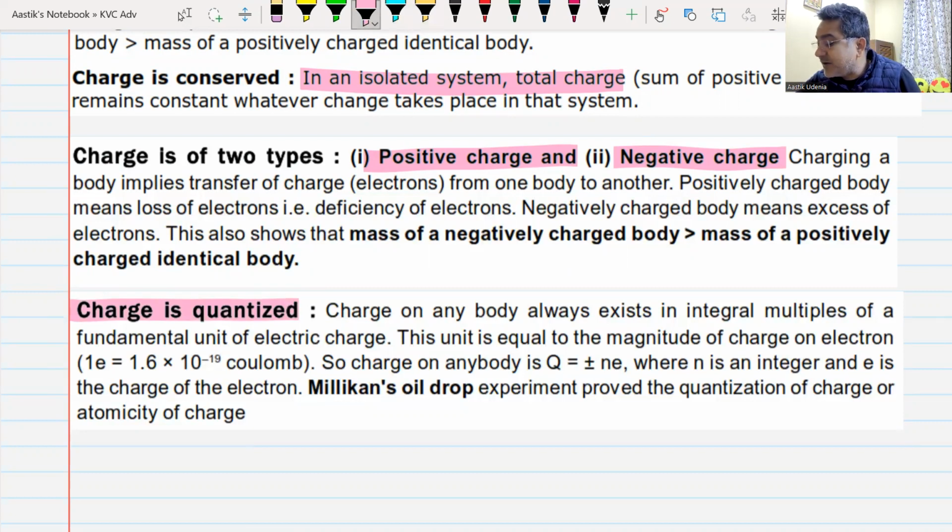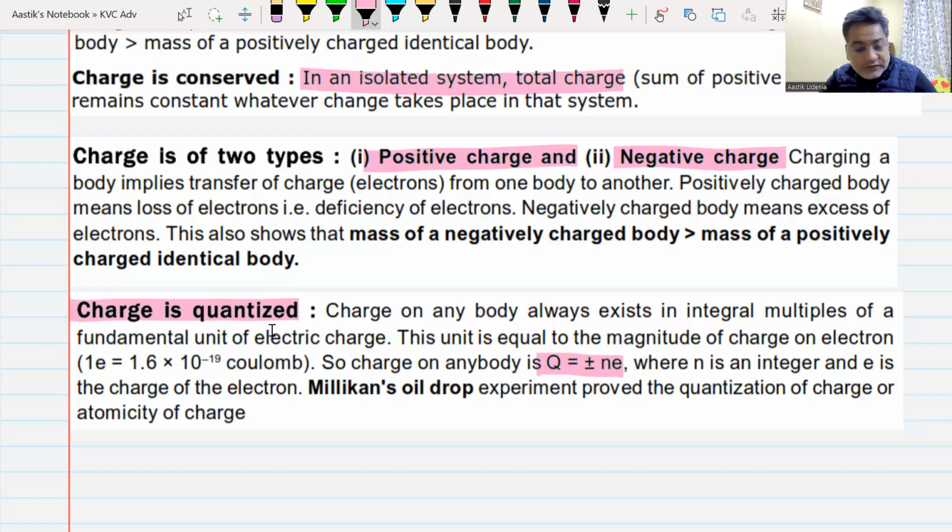And what is the smallest packet of charge? The smallest packet of charge is the charge of an electron or charge of a proton. You can only give one or two or five or 10 or 1,000 or 10,000 electrons. You cannot give half or one third of an electron. Therefore, charge is quantized. Now, do we understand this? Charge exists in packets. Do we understand this?